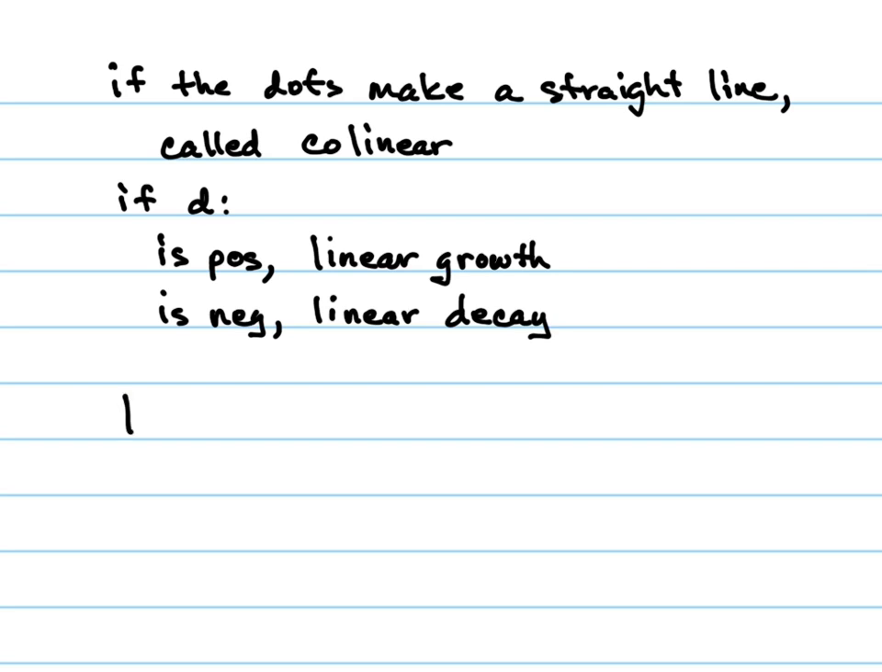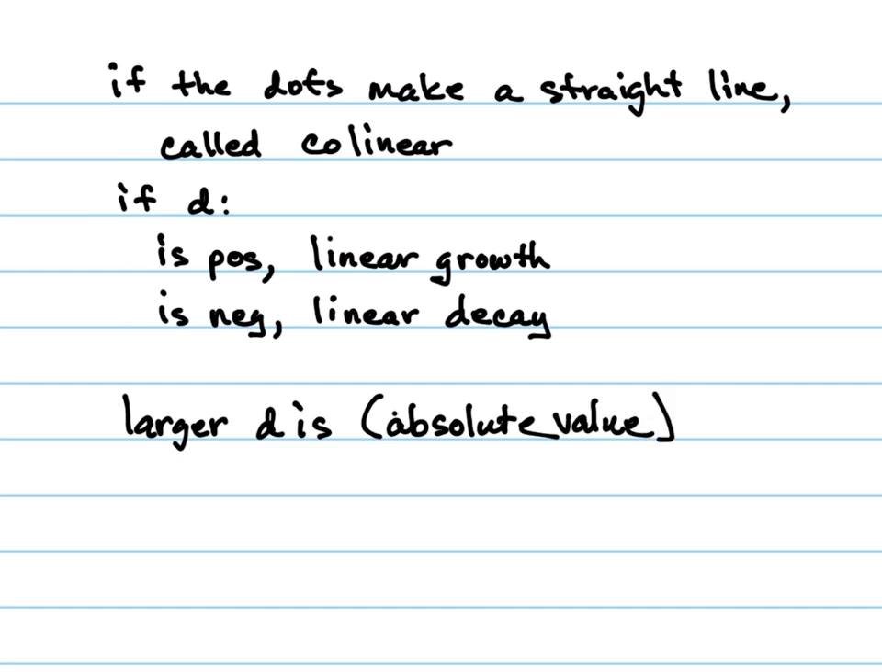Now, the larger d is, and we're talking about absolute value, so without the sign, the faster the change. And we're going to look at ways in which you can use all of this information to be able to describe what's happening to a graph.